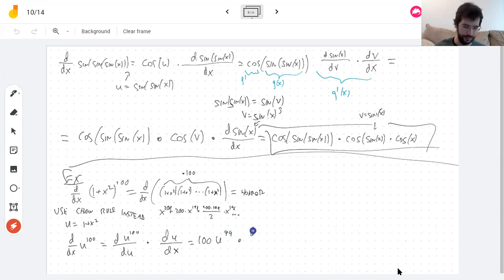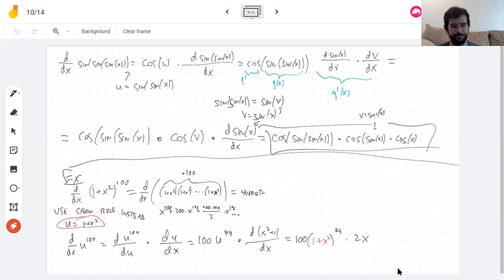And now du dx. I said u was x squared plus 1. So this is another easy derivative. This is 2x by the power rule. This is a polynomial. I don't need to think to take derivatives of polynomials. And finally, u, well, I just said u is x squared plus 1, so put it back in there. And that's it. I would never think of expanding this, but that is the answer. And we probably don't need to expand this for any reason.